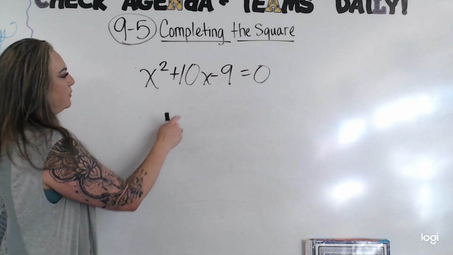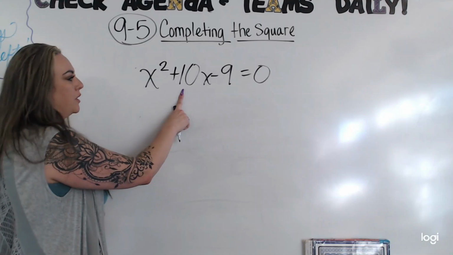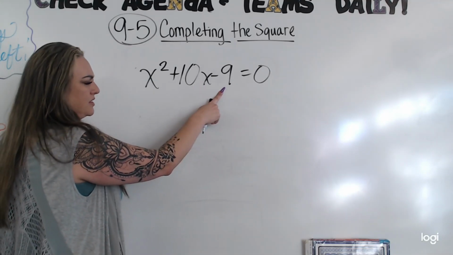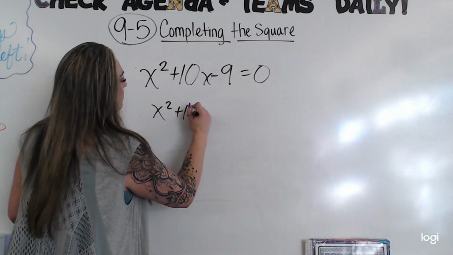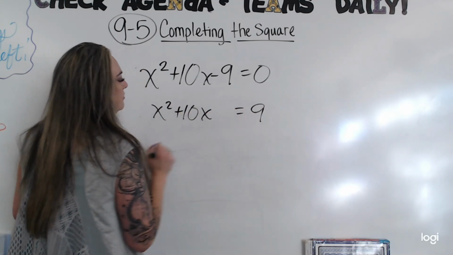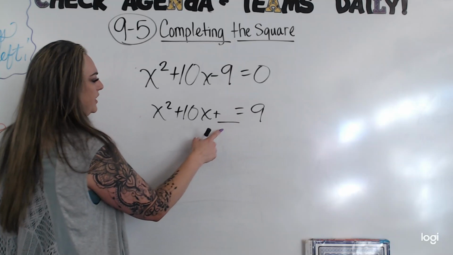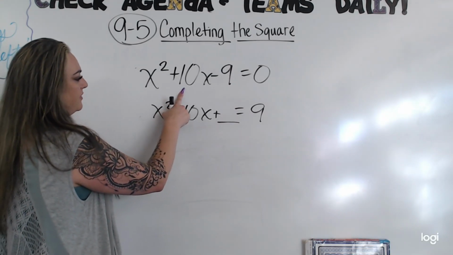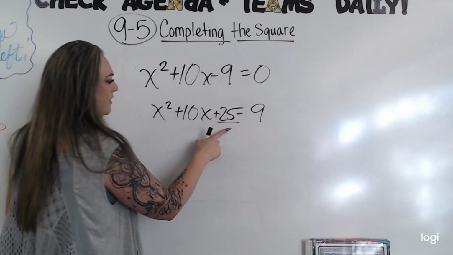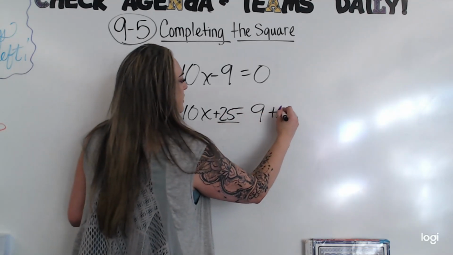All right, so again, we cannot get 10x, and this isn't even a perfect square because it's negative, so it's not possible. So we're going to add 9 to both sides. And we're going to fill in our c value here. To get 10, we'd need 2 5s, so we get 25 as the square at the end. We add 25 to both sides.